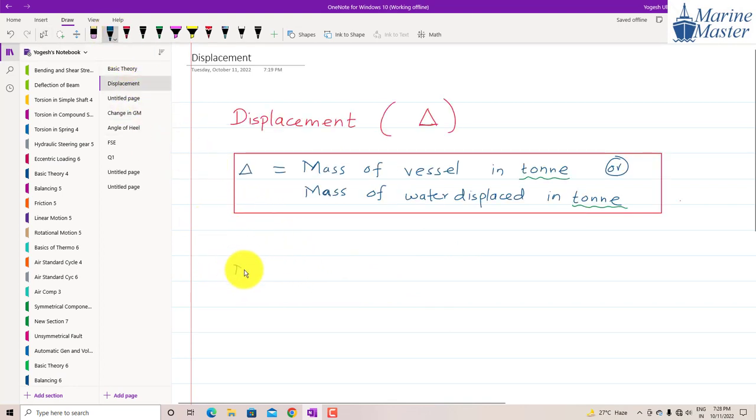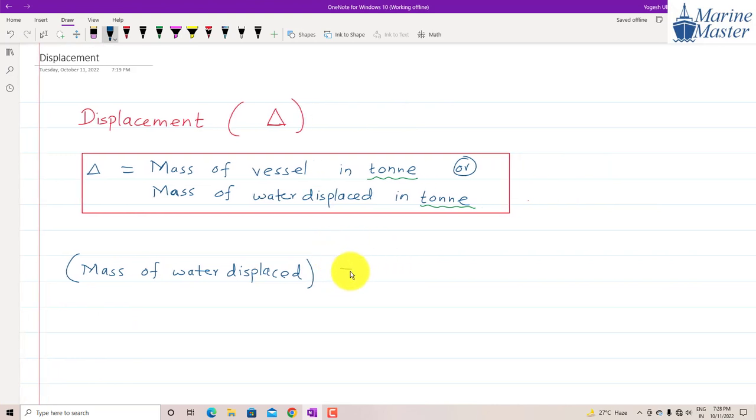Mass of water displaced. Mass is equal to density into volume, just now we have seen. So the mass of water displaced will be equal to the density of water into the volume of water displaced. Very simple discussion. So in this way, what will we get?